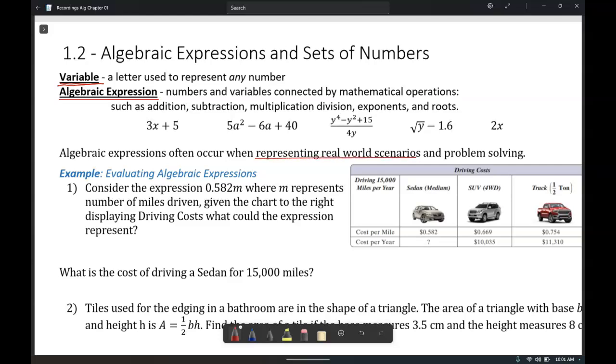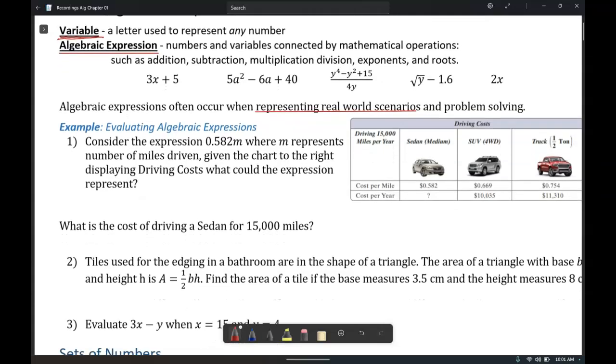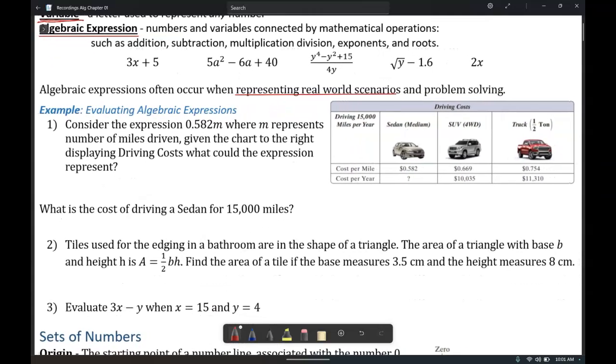Okay? And so a lot of what we'll be doing is using algebraic expressions to model scenarios and use those to answer questions as they may relate. So we'll start by evaluating some algebraic expressions in a real-world scenario. We have this chart over here about driving costs for different types of cars. We have a sedan, an SUV, and a half-ton truck.